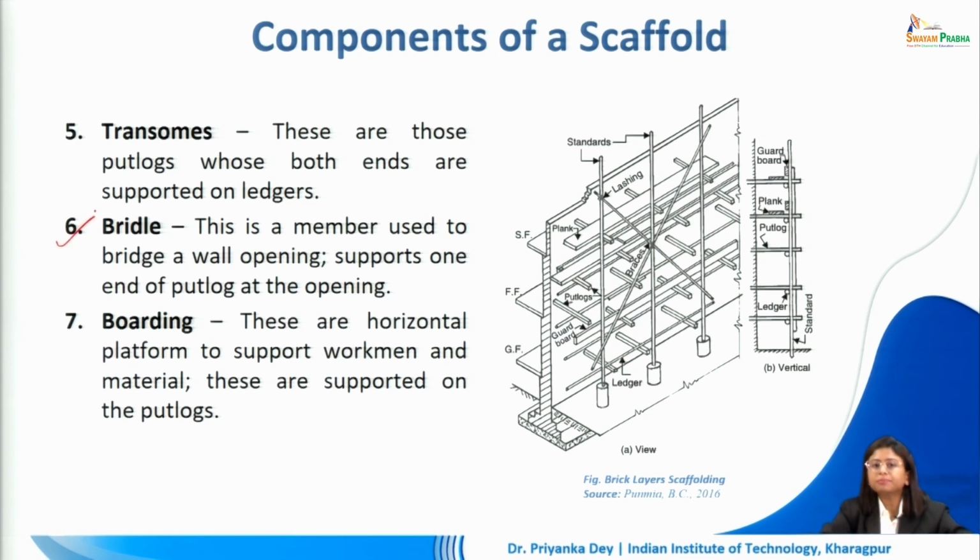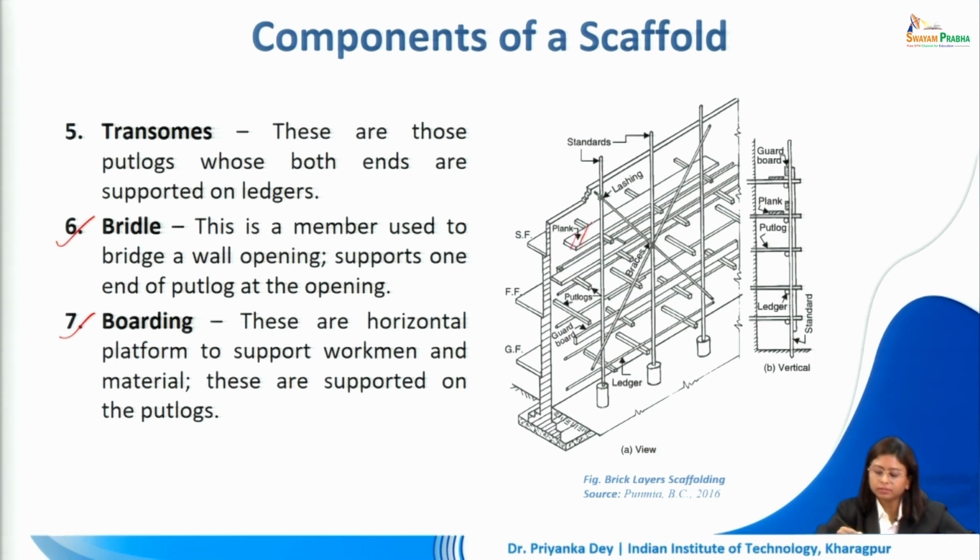The burdle is a member which is used to bridge a wall opening, and it supports one end of the put log at the opening. The boarding are horizontal platforms. This is the platform on which the workmen are going to keep their tools and materials and work. This is supported on the put log. So that means the put logs are in turn supported at one end to the wall, the other end on the ledger, which is a horizontal member. The boarding is supported on top of these put logs.